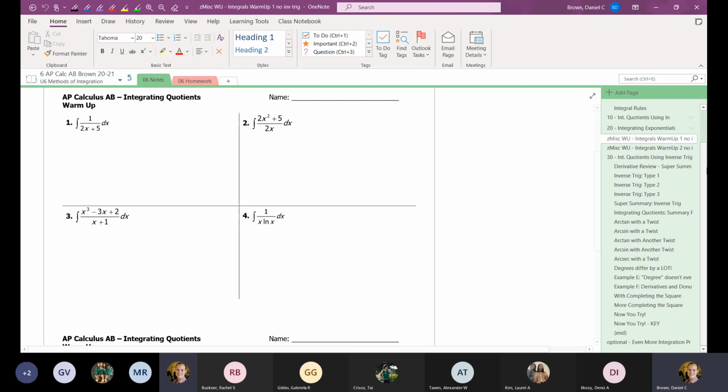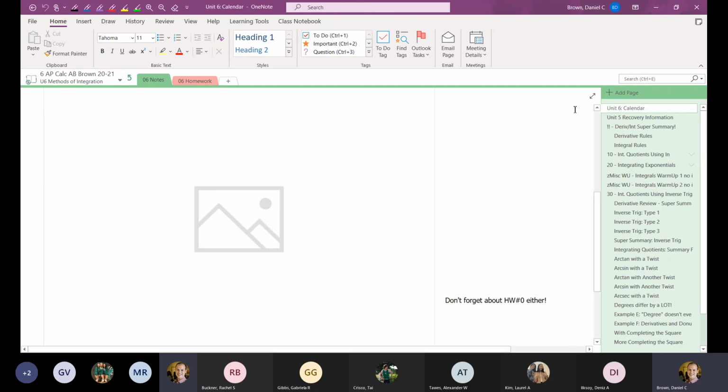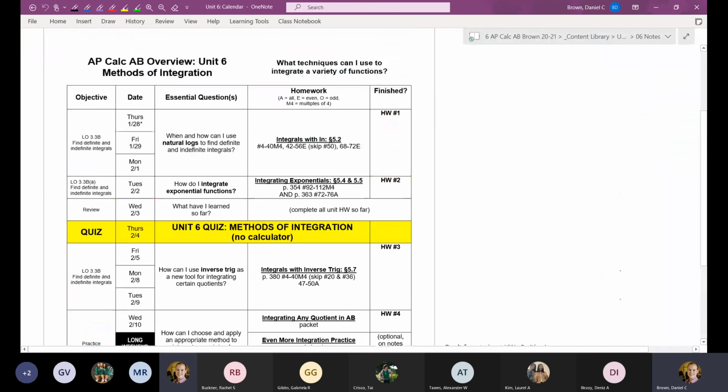So that's what we'll be doing on Monday. I have a second one with Trig, just because I do find that Trig tends to be a struggle for a lot of students when it comes to integrating. What I want you working on now, though, is honestly just the homework.